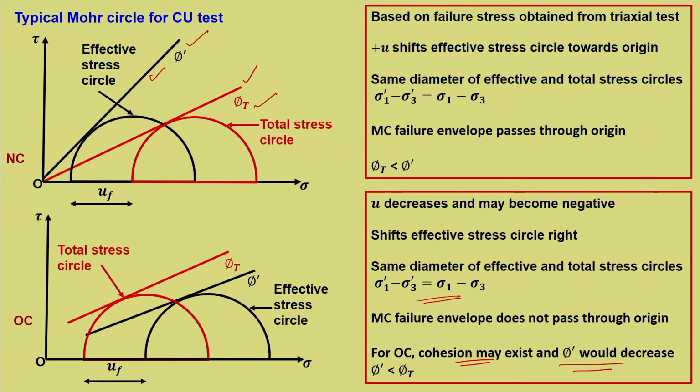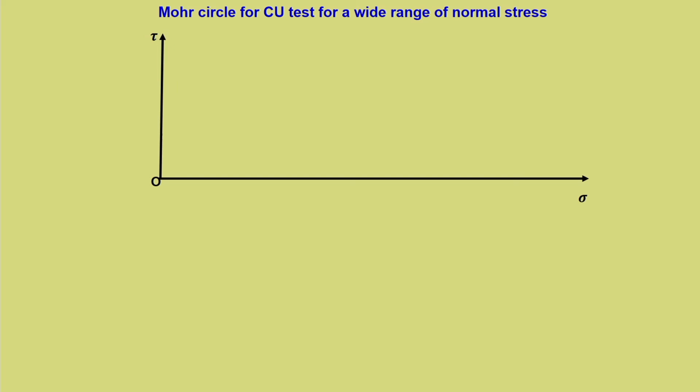Now, phi dash decrease means in terms of NC and OC, do not think that OC will have a lower strength, it is not like that. So, when you plot the envelope for both, then we will be in a better position to understand. So, for OC cohesion may exist, phi dash would decrease, that is phi dash is less than phi t. Again phi t does not have much meaning. Mohr circle for Cu tests for a wide range of normal stress. Now, we will try to understand what is the kind of Mohr circle when we consider a wide range of consolidation stress or normal stress.